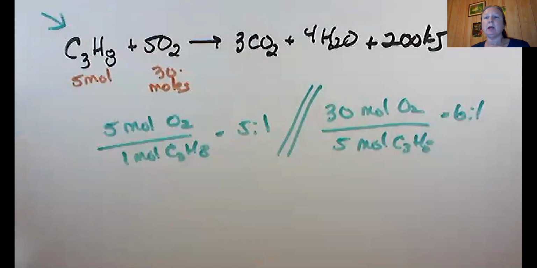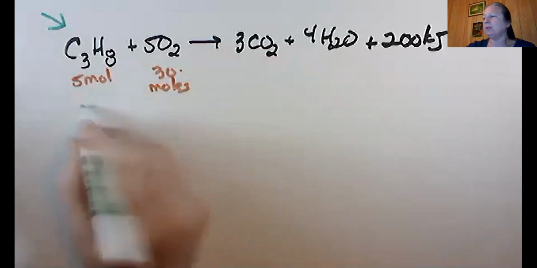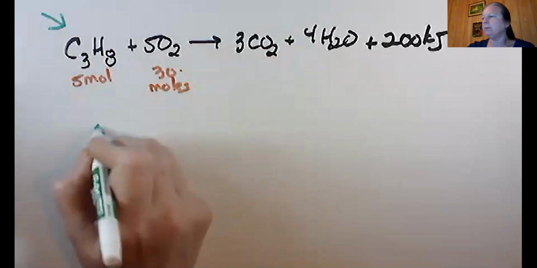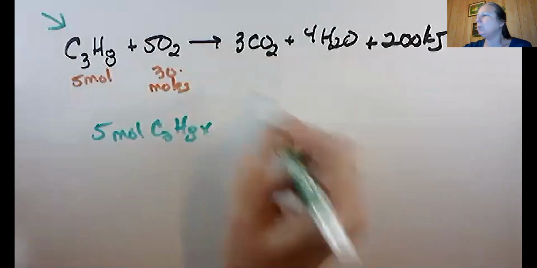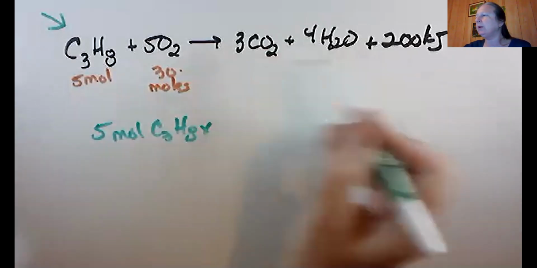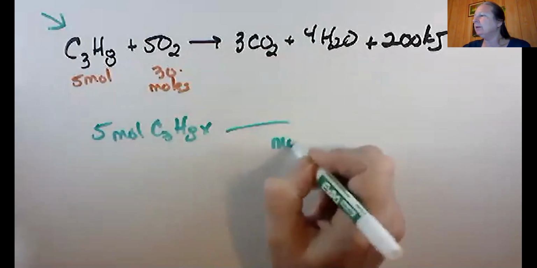Now I'm going to double check that with the method I like to use, considered the slow way. I just am more comfortable with it. And that's using what we're given to calculate product, just like the cakes, and see which one will give us less product, because that's the one that's going to run out first. So start with your moles of hydrocarbon, of propane. Choose one of the products. It does not matter if it's carbon dioxide, water, or even energy, as long as you choose the same one for both. Identity change.